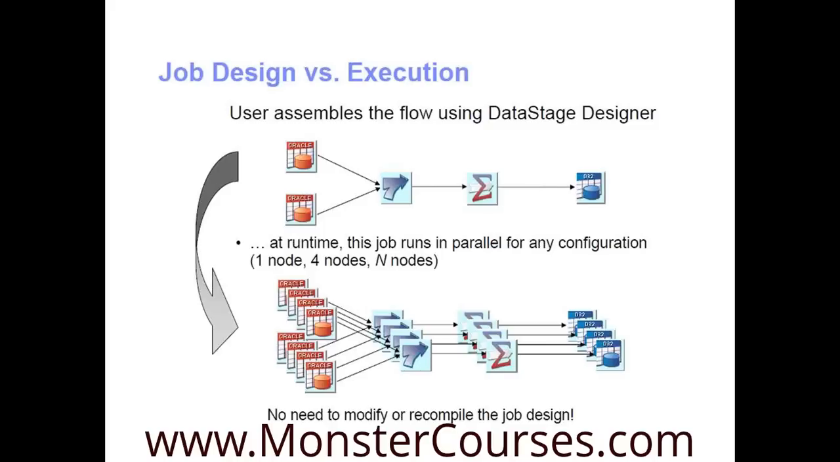Before that I need to say, we have a total of three types of jobs. One is the server jobs, one is the parallel jobs, and the other one is the sequence job. The server job was developed in 1995, as I said. It doesn't have the parallelism concept. So right now nobody is designing server jobs, but some clients might still be using them, which were designed before the IBM parallelism concept came.